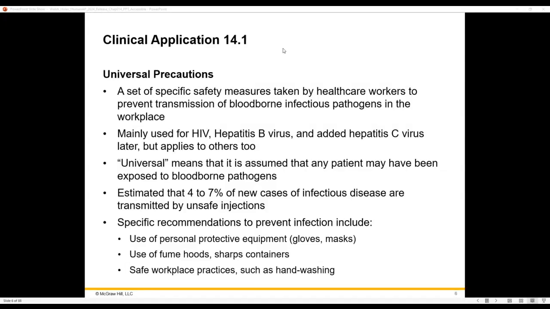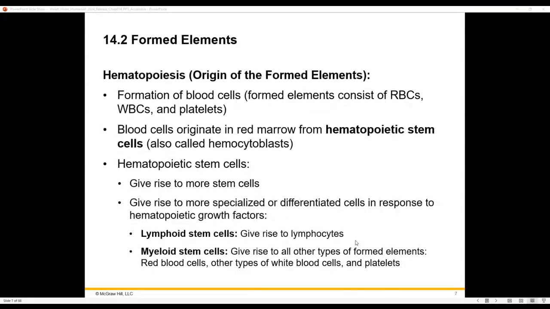It's estimated that 4 to 7% of new cases of infectious disease are transmitted by unsafe injections, and that's quite a bit. Specific recommendations to prevent infection include use of personal protective equipment like gloves and masks, and the use of fume hoods, sharps containers, and safe workplace practices like hand washing.